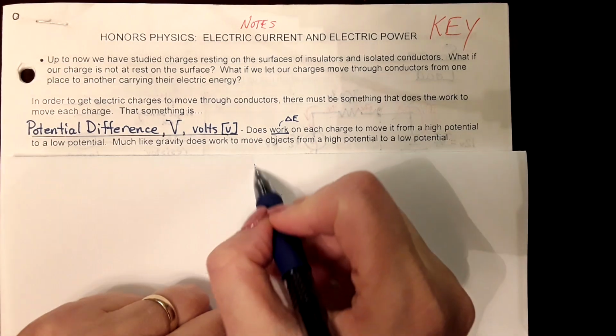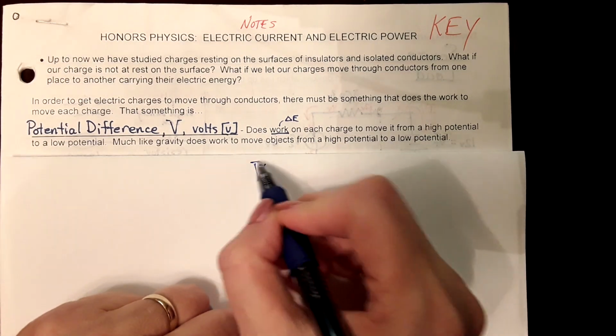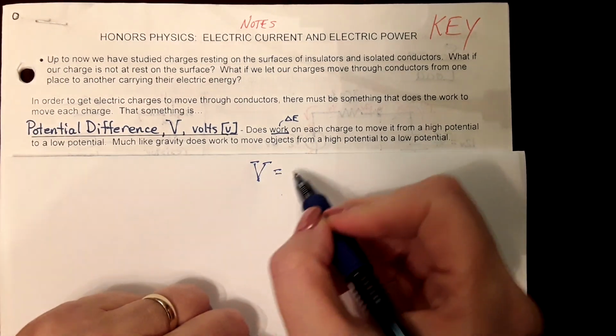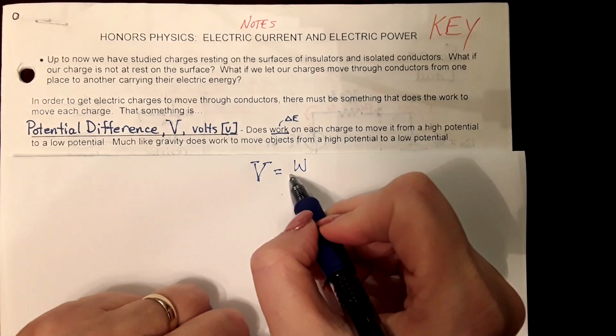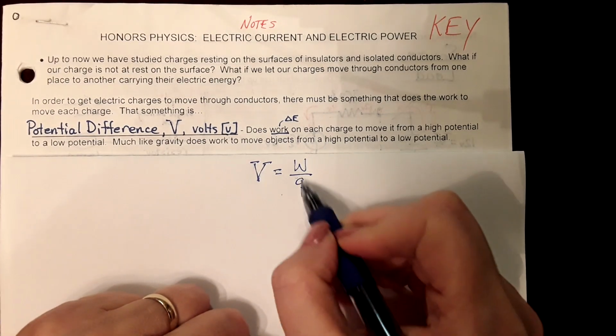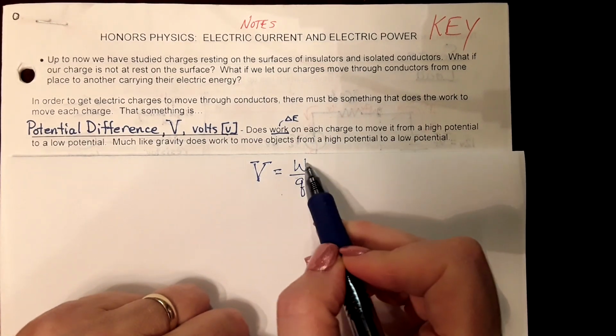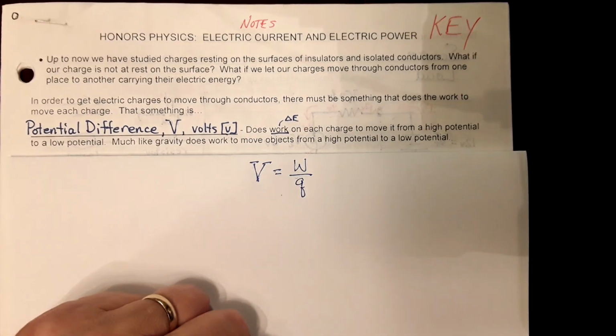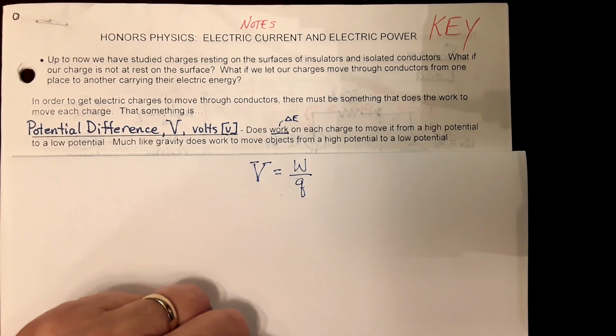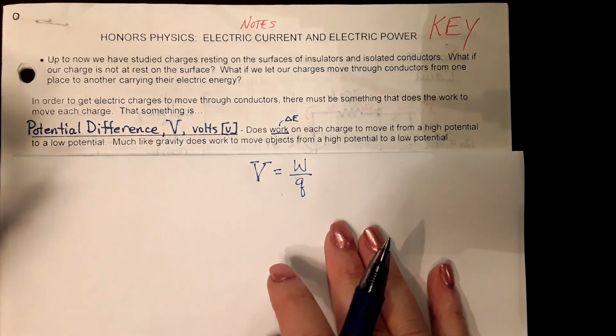In fact, you learn when you look at electric field studies that potential difference is the work done on each individual charge. So it's not energy per se, it's the energy per unit charge to move that charge from a high potential to a low potential. Okay, when I say high potential to low potential, I mean an area of high electric potential energy to low electric potential energy.